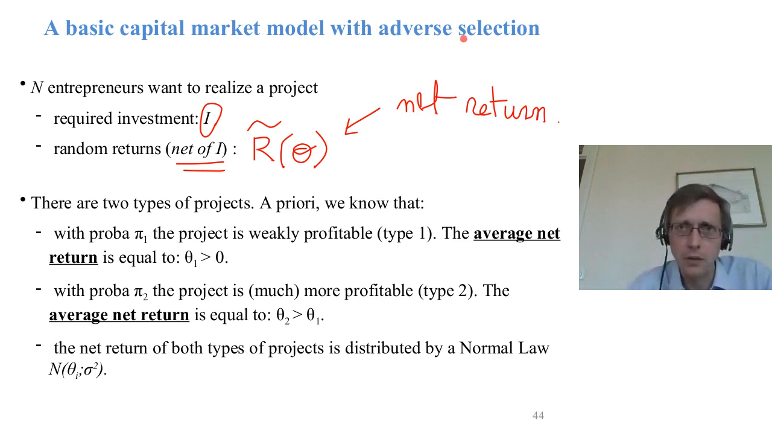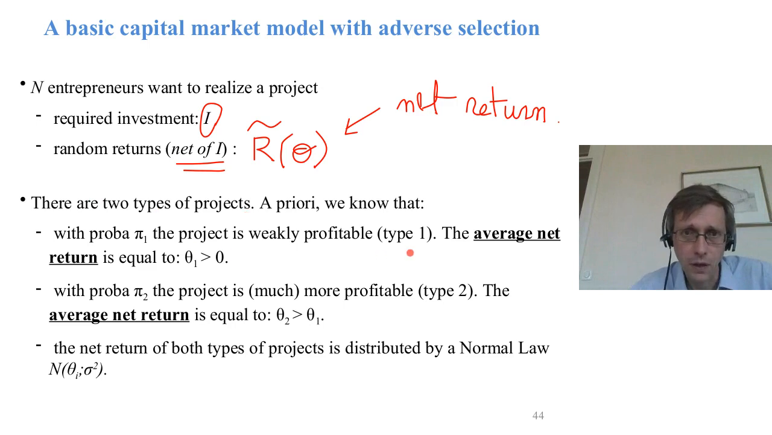And we are talking about adverse selection because actually there are two types of project. The two types create wealth. The two types are profitable, but there is one type which is more profitable than the other. First of all, there is a type 1 project, and this type of project is only weakly profitable. And there is a type 2 project, and a type 2 project is more profitable.